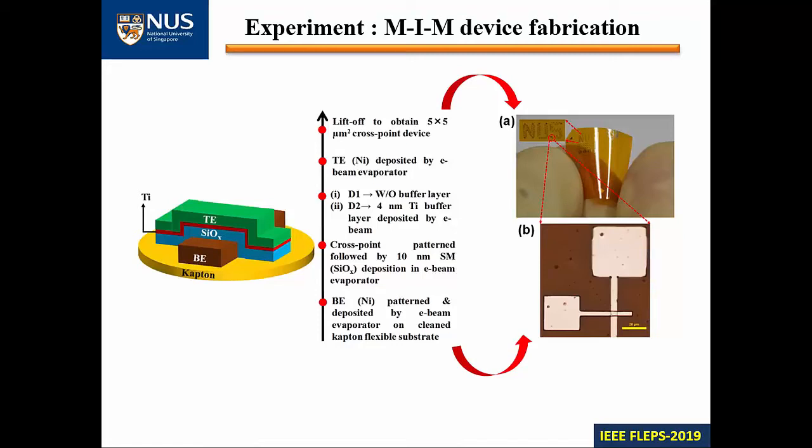Figure A was captured from a camera, and you can clearly see the whole flexible substrate, and the inset is a zoomed-in image showing the devices. From the optical image in figure B, you can clearly recognize the whole crossbar area, which is approximately 5 times 5 square micron.